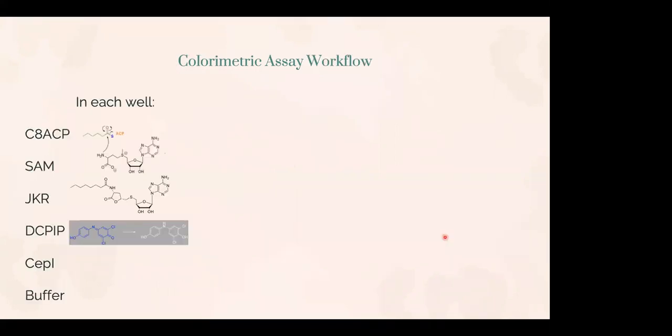So this is the general workflow of how I set up these reactions. In each well, we have C8ACP and SAM from our enzymatic reaction, as well as JKR, our drug, DCPIP, SteI, which is the auto-inducer synthase enzyme that we have chosen for this experiment, and the buffer. In this case, it was HEPES.